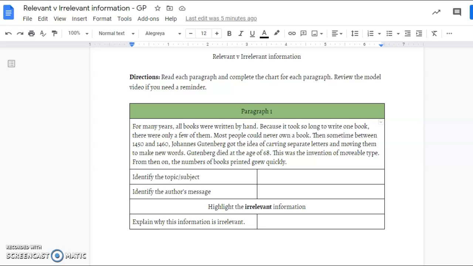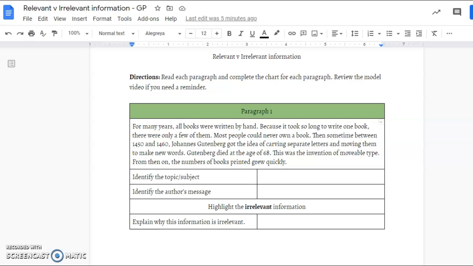So when we talk about relevant and irrelevant information, we're talking about what is part of the paragraph and what's unnecessary information. Okay? Today I'm going to show you guys how to actually find irrelevant information and why it's important for us to know what irrelevant information is and why it is irrelevant.